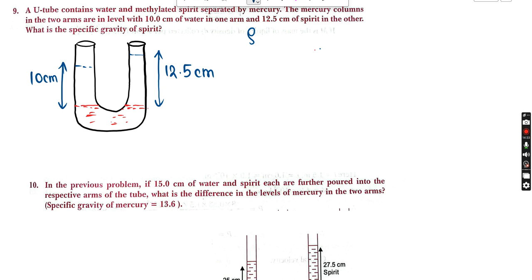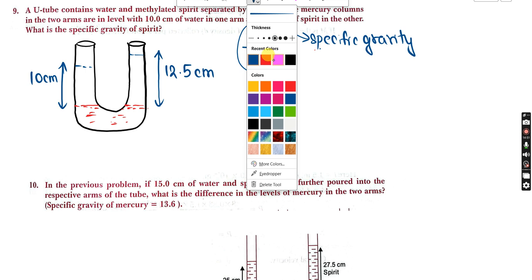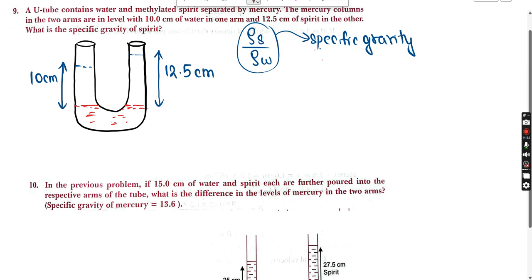I told you, suppose this is the density of the spirit, right? If you divide the density of any substance by the density of water, the ratio you get will be our specific gravity, right? Now you can understand it here, students. So ultimately, what is our motto? Our motto is to get rho s by rho w.